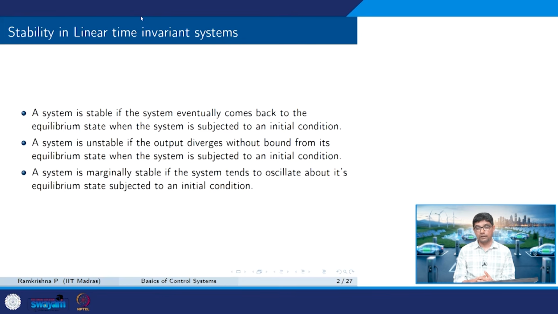As an example, let me take a fan and perturb it a little bit. I try to rotate it. What happens after a while? The fan comes back to rest. That is its equilibrium position. A system is unstable when its output diverges without bounds from its equilibrium when subject to an initial condition. A simple example could be a simple pendulum.